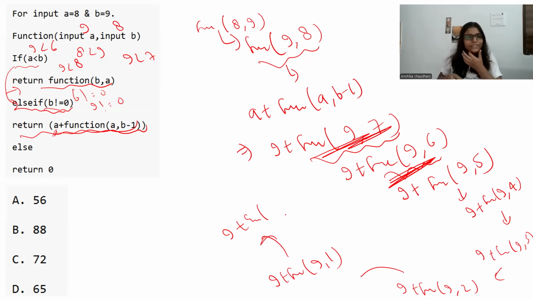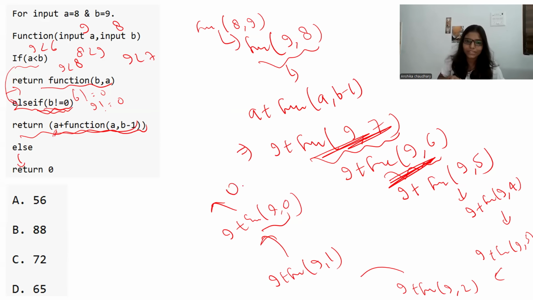So if we check here, it will become 9 comma 0. Right. For this function call, what will happen here? It will check else if b is not equal to 0. So again, when it checks b, b is equal to 0. So this time this condition is going to be false, and we will come here to else.